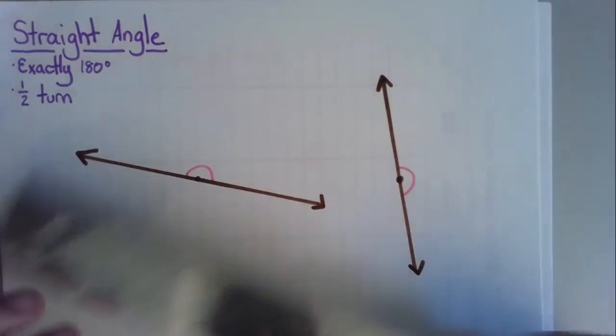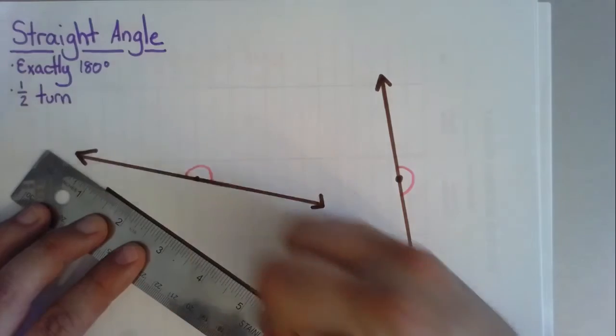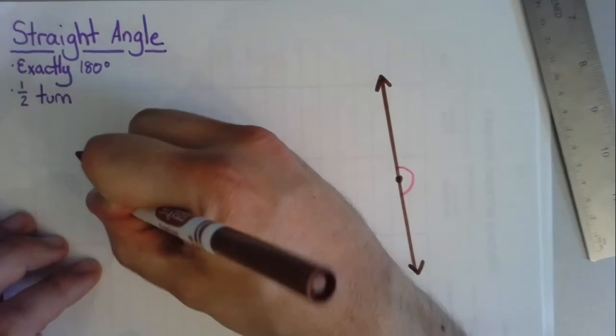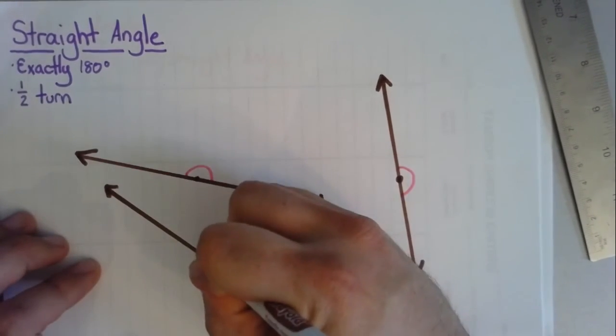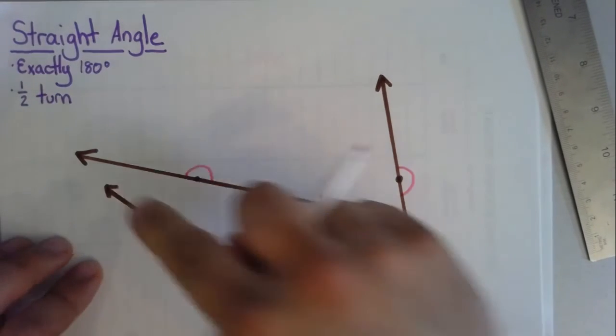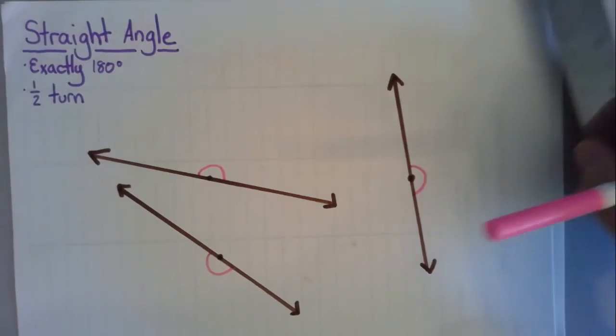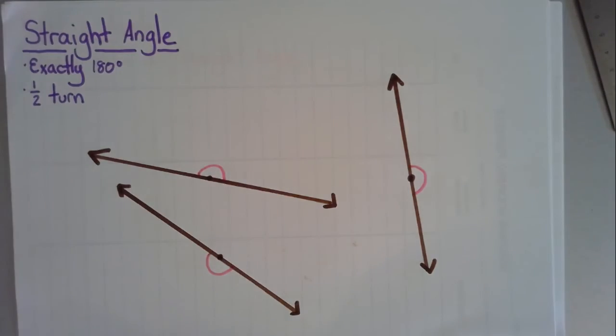I could have my same straight angle, by the way. If I draw one more here, with my vertex, my point in the middle, I could have it open downward. Maybe it's going that way, up and around. That's a straight angle as well. But again, straight angles are exactly 180 degrees, no larger, no smaller. They are exactly 180 degrees. They are exactly a half turn.